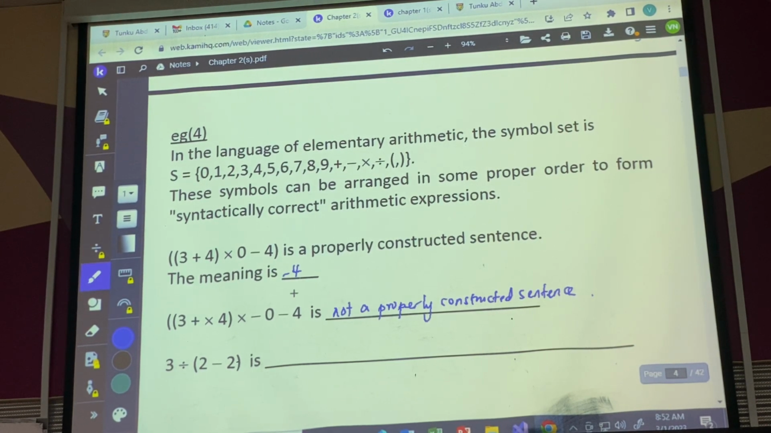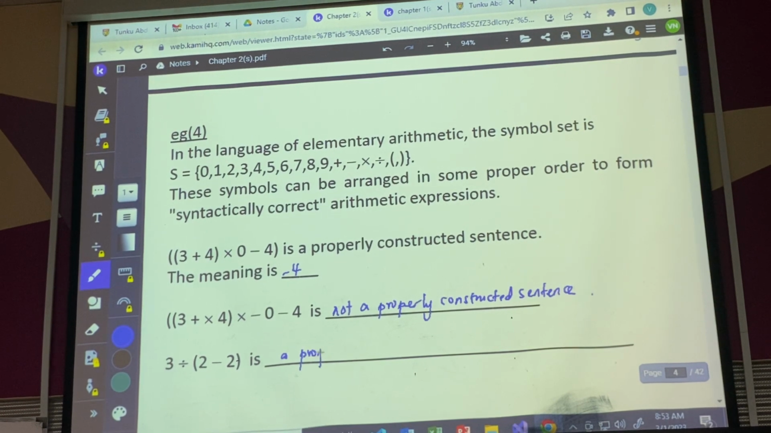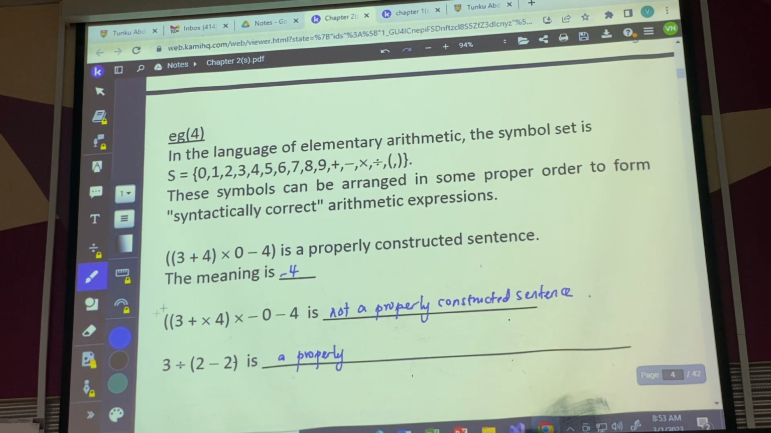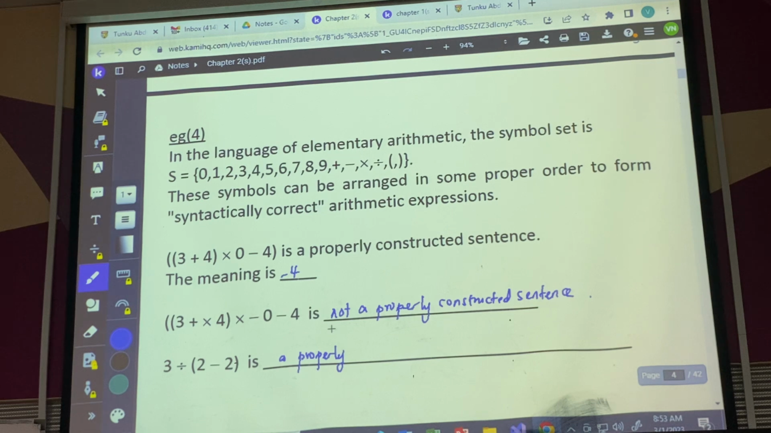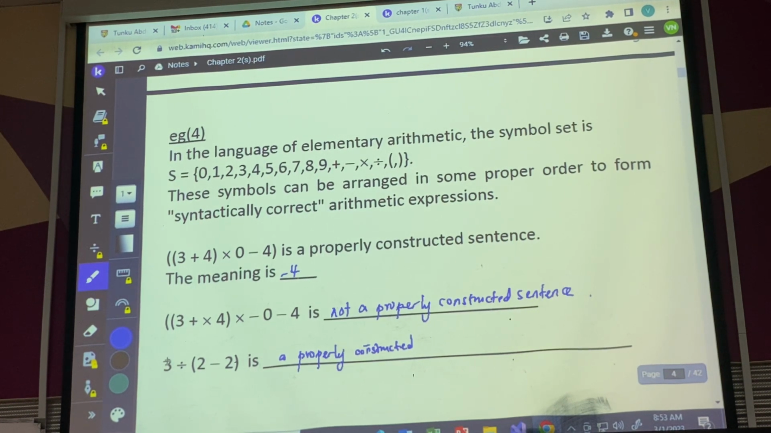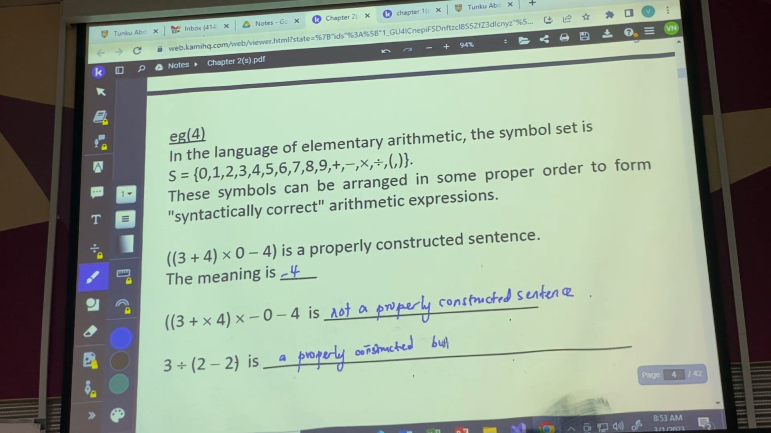How about the third one? Properly constructed sentence with no meaning. Why no meaning here? The answer is math error. Yes. 3 divide 2 minus 2. 2 minus 2, if you do it first, you get 0, right? So you cannot get 3 divided by 0. So even though it is a properly constructed sentence, which we know that we can do the 2 minus 2 first and then 3 divides, it has no meaning.